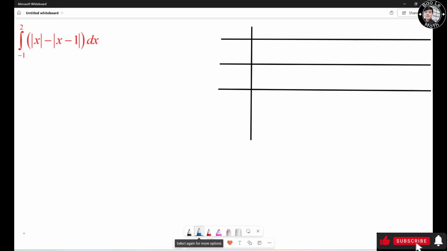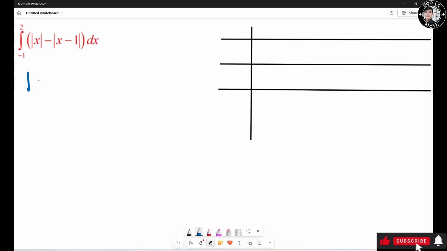Hello everyone, in this video we're going to learn how to solve this integral from the Indian JEE Advanced past paper. We need to calculate the integral from -1 to 2 of the absolute value of s minus the absolute value of s minus 1, ds. To solve this type of problem, we need to find a breakpoint.